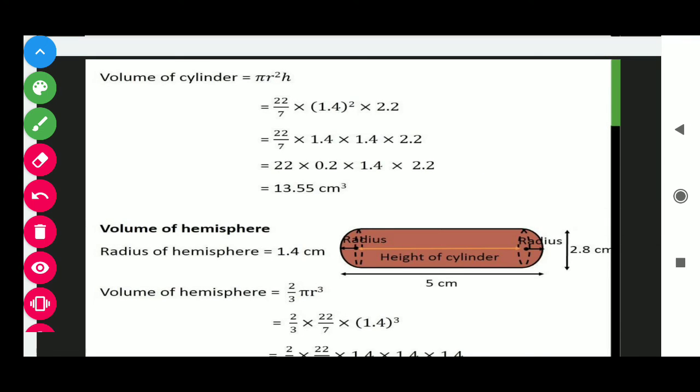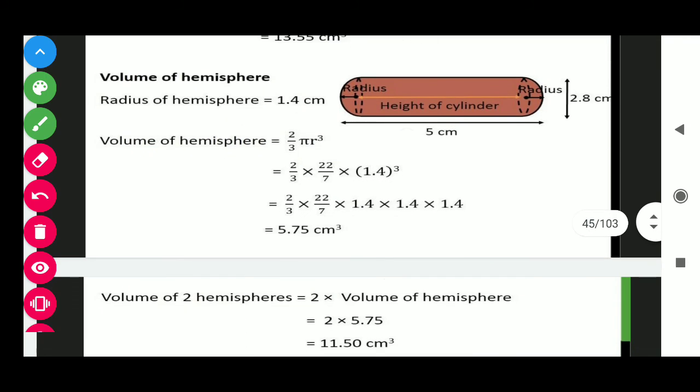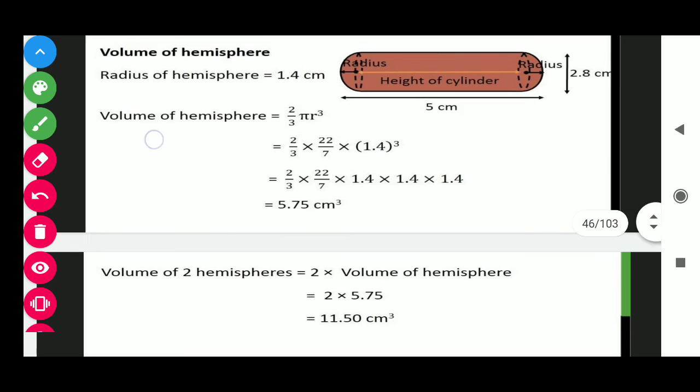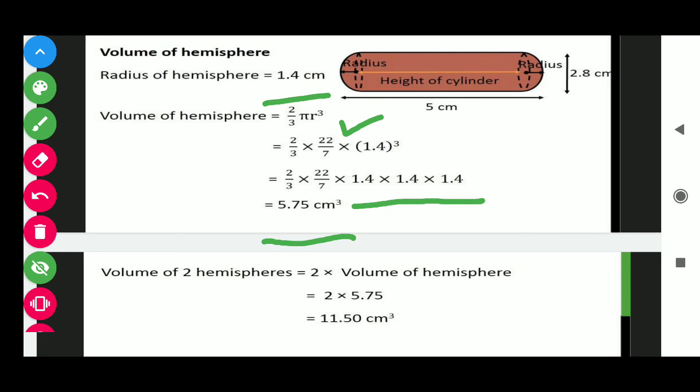Now students, volume of cylinder is pi r square h. By putting the values of radius and height in this, we get 13.55 cubic centimeter. Volume of hemisphere: the radius of the hemisphere is 1.4 centimeter, and the volume of hemisphere formula is 2 by 3 pi r cube. By putting the value of r 3 times, we get 5.75 cubic centimeter. So the volume of two hemispheres must be 2 multiplied by 5.75. In this way we get 11.50 cubic centimeter.